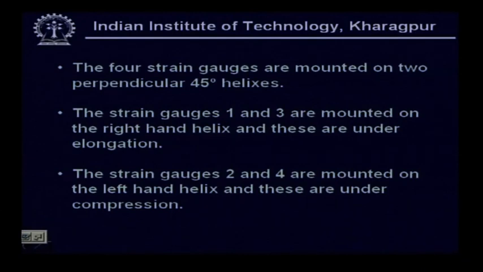So, we have seen also in the previous cases, when 2 strain gauges are under elongation and 2 strain gauges are under compression, we can put them in a bridge in such a way that our output will be quite large. If it is not 4 times, it can be quite large, because all the strain gauges are active. You see that in all the previous cases also in the lesson, we have seen that we can use a single strain gauge, but we are using multiple strain gauges to maximize the output voltage, right. So, strain gauges 2 and 4 are mounted on the left hand helix, and these are under compression, and strain gauges 1 and 3 are mounted on the right hand helix, and these are under elongation.